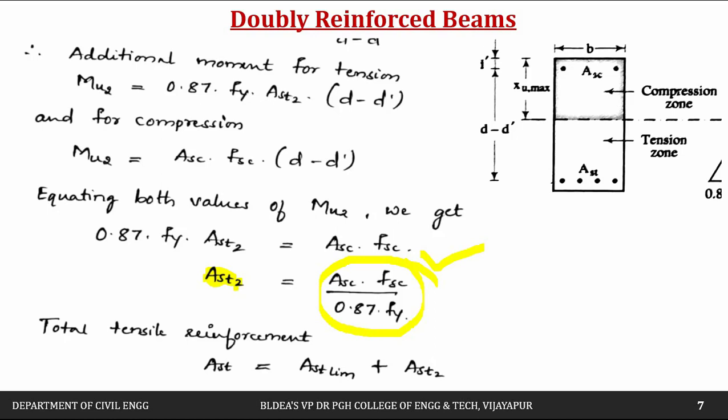For example, now here, if you want to calculate ASC, how to calculate ASC? You can calculate Mu2 and cross multiply this. So ASC will be equal to Mu2 divided by FSC into D minus D dash. If you do this, you will get the value of ASC. To calculate this ASC also, you require FSC now, right? So that we will tell you further on how to calculate.